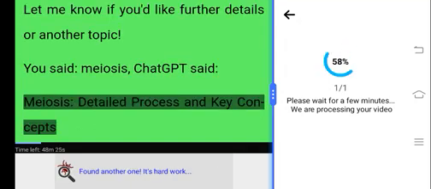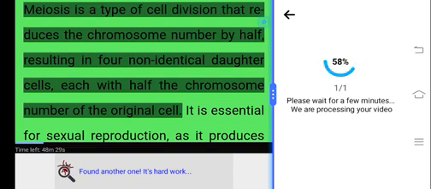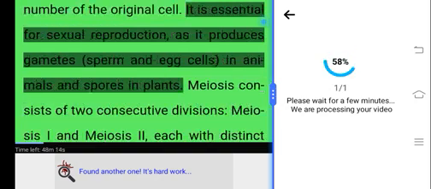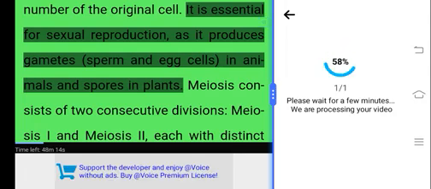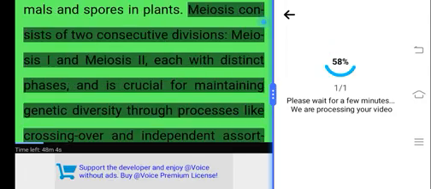Meiosis: detailed process and key concepts. Meiosis is a type of cell division that reduces the chromosome number by half, resulting in 4 non-identical daughter cells, each with half the chromosome number of the original cell. It is essential for sexual reproduction, as it produces gametes, sperm and egg cells in animals and spores in plants. Meiosis consists of 2 consecutive divisions, meiosis I and meiosis II, each with distinct phases, and is crucial for maintaining genetic diversity through processes like crossing over and independent assortment.